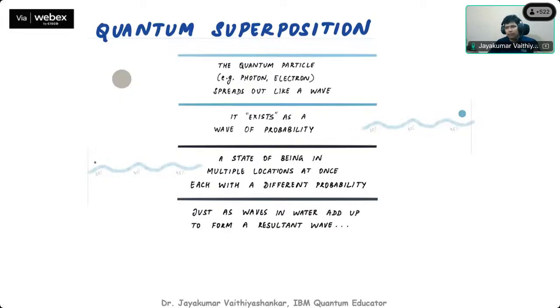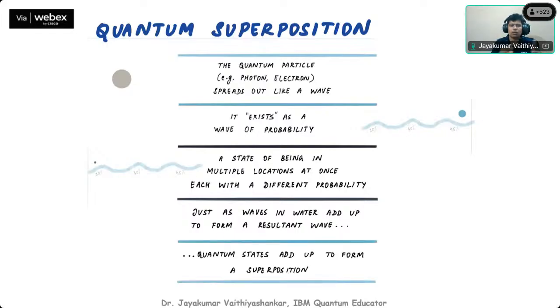So if you have multiple waves in the water and you want to form the resultant wave, you need to add all the water waves. In the same way, a quantum particle could exist in multiple states. So if you want to define that quantum particle, you need to add all the quantum states to define superposition. In simple terms, superposition is one position over another position at the same time. This is the simplest explanation of superposition.